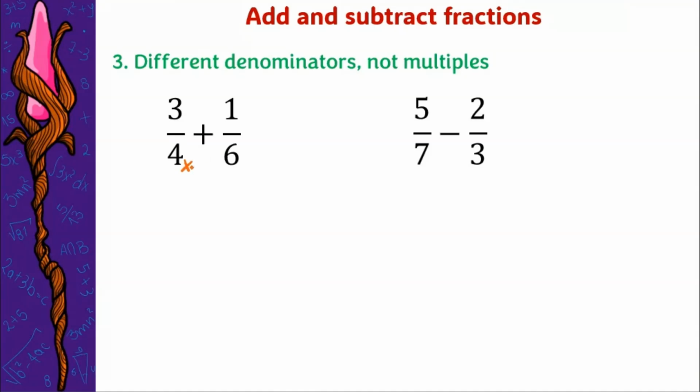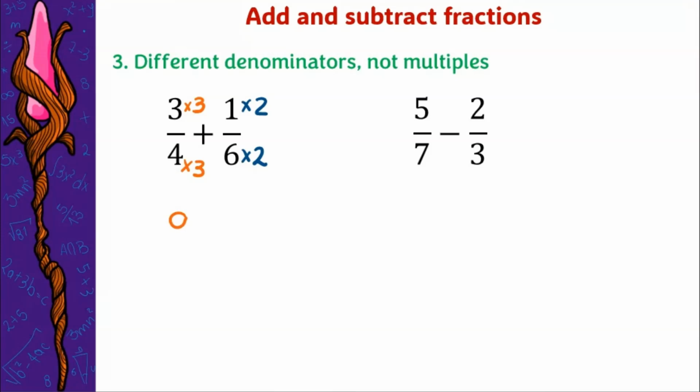So I need to multiply by a number that gives me that 12. 4 times 3 is 12. So that means I multiply by 3, top and bottom. Remember, always by the same number. And for the 6, I need to multiply by 2 to get the same 12. So in this case, I multiply this one by 2. Let's check what we get.